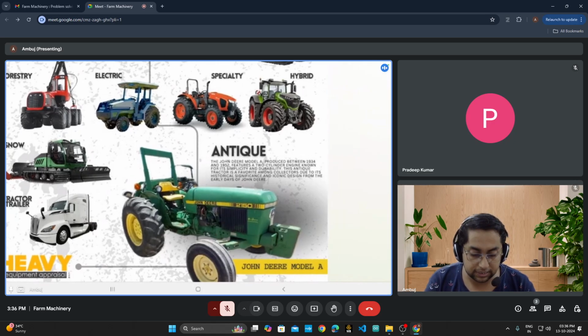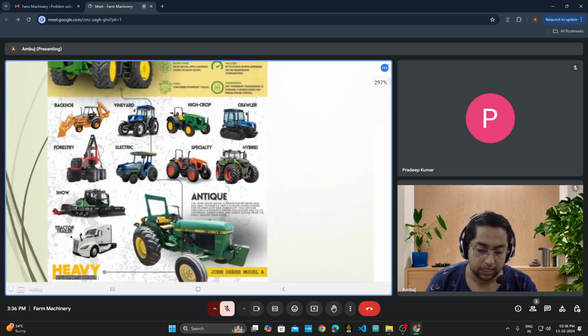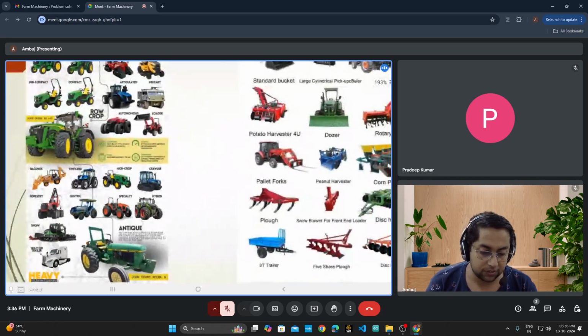One antique tractor you can see here, directly, in this John Deere 2150 model. This particular model is a two-wheel drive tractor because the diameter of the front wheel and the rear wheel are different. The rear wheel has a much larger diameter. The front wheel has a much smaller diameter. Different types of tractors we have discussed.